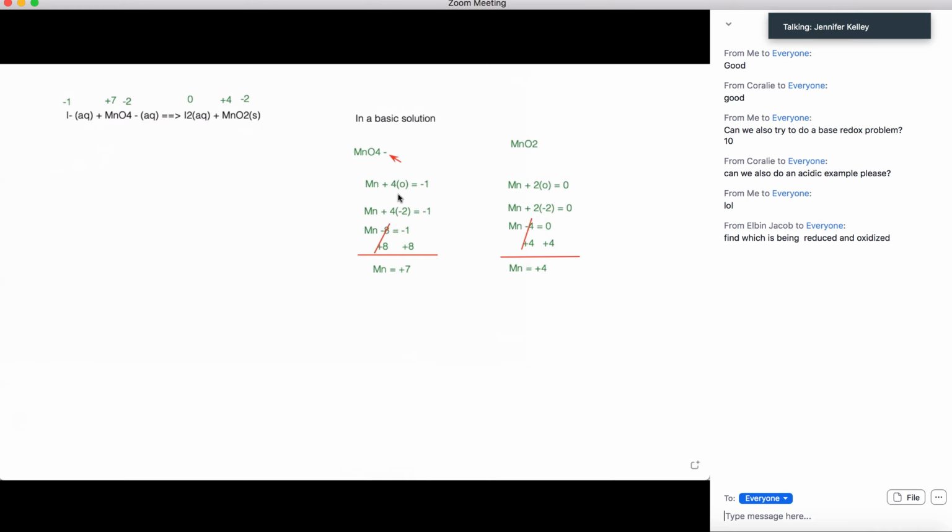All right, so I'm going to tell you the next step. The next step, what we're going to do is we're going to separate the half reactions. All right?